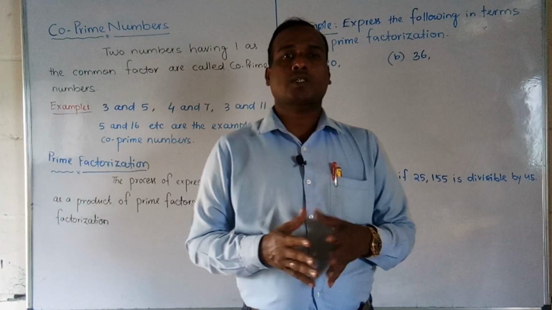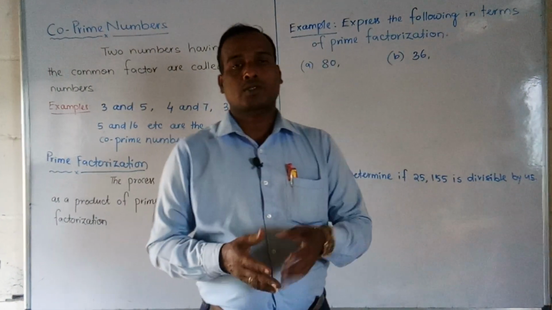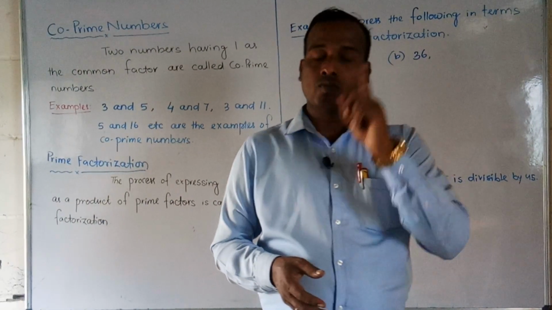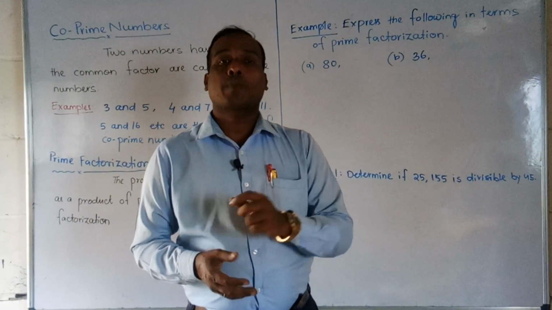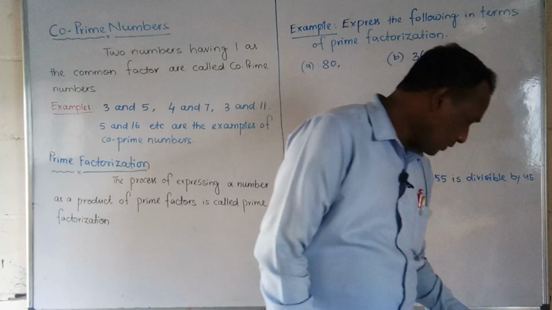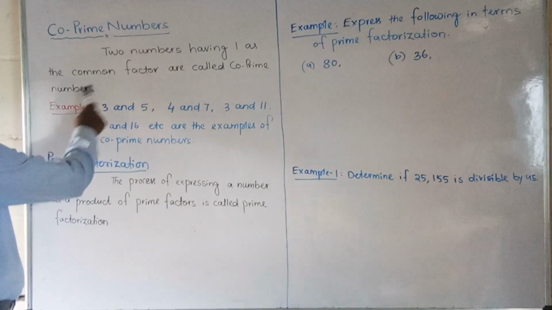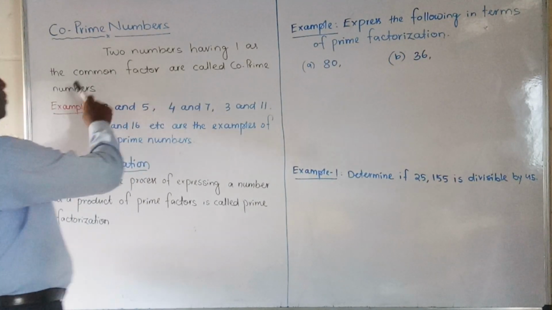So let us discuss what co-prime numbers are. If two numbers have only 1 as a common factor, they are called co-prime numbers. So let us see the definition: two numbers having 1 as their only common factor are called co-prime numbers.